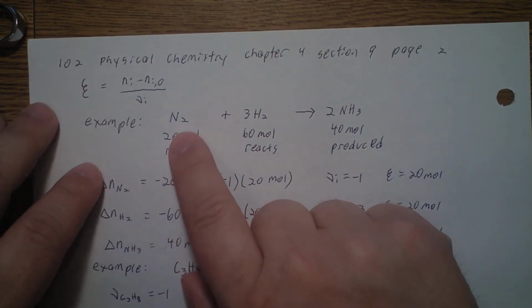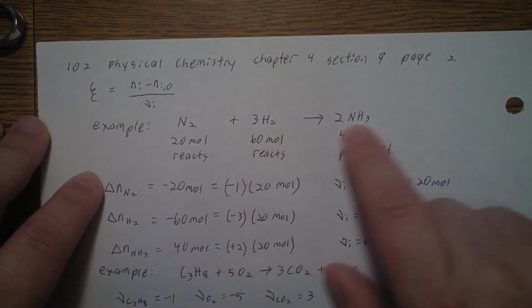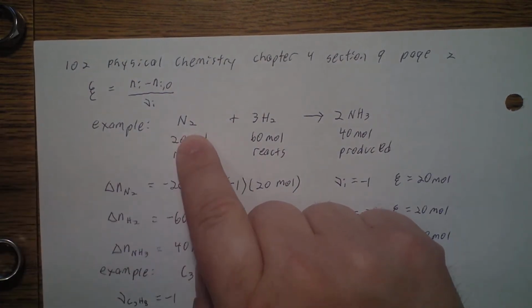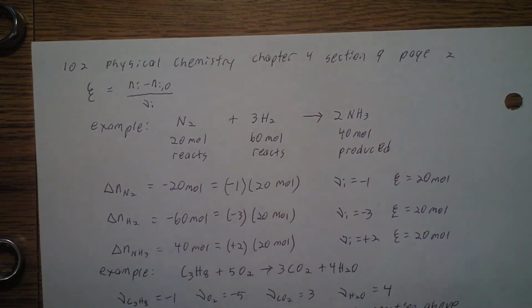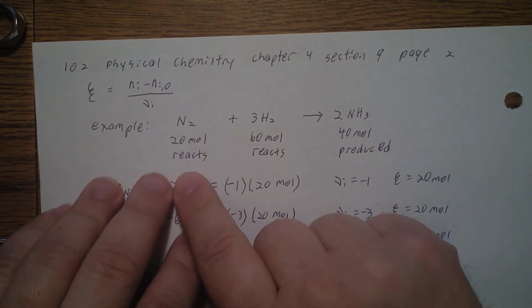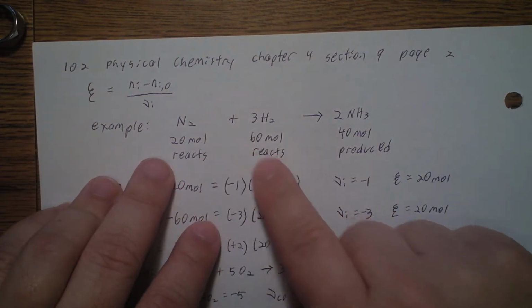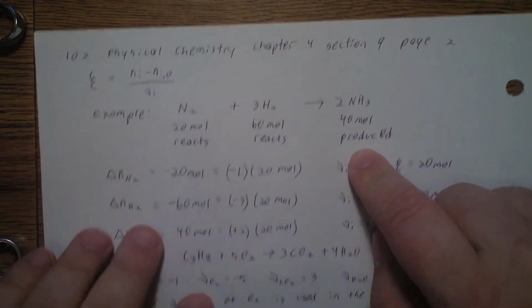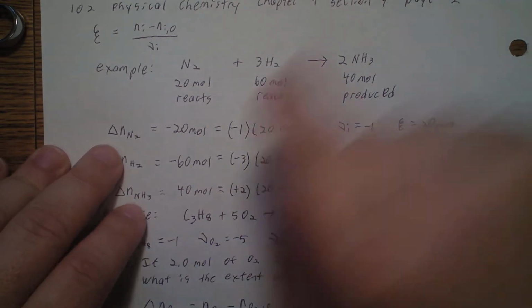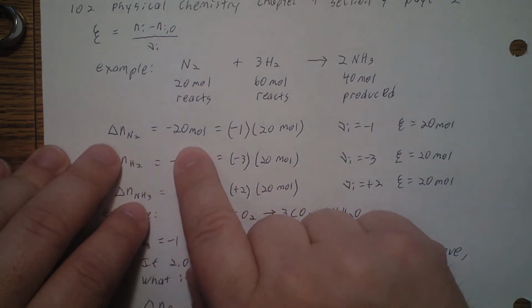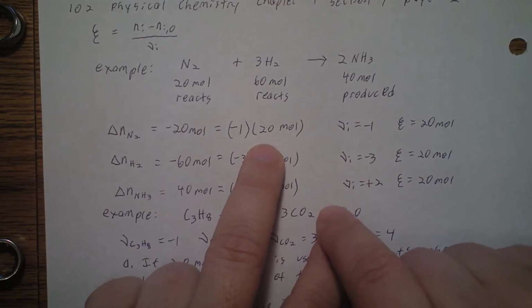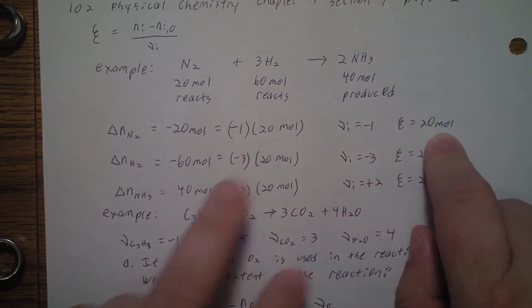So here's an example. Let's say we're going from nitrogen and hydrogen to ammonia. So the stoichiometric coefficients, nu, are just 1, 3, 2. But we want to know specific amounts. So we're going to say, okay, we'll start with 20 moles of nitrogen, 60 moles of hydrogen, and we'll end up with 40 moles of ammonia. Well then, delta n for N2 is going to be minus 20 moles, which is nu_i of minus 1 times 20 moles. So the extent is 20 moles.